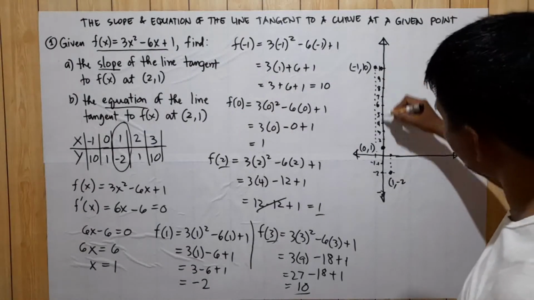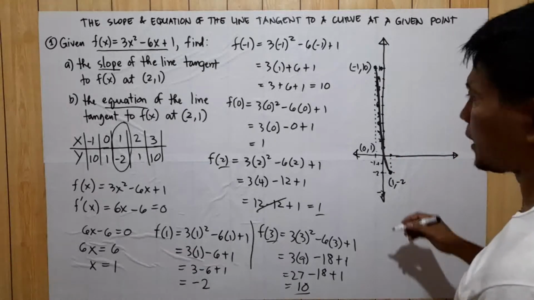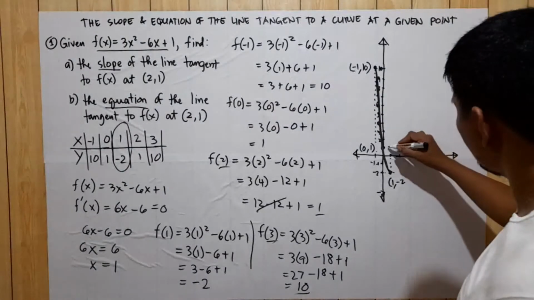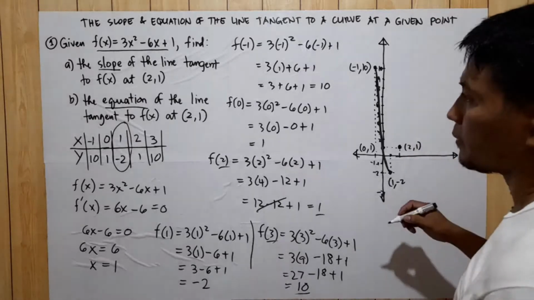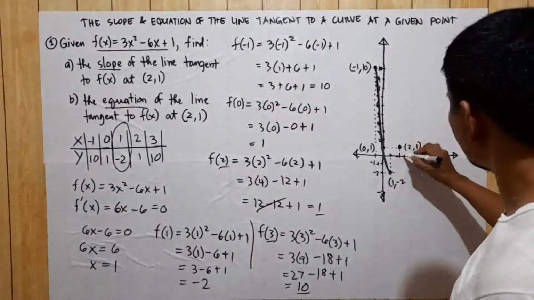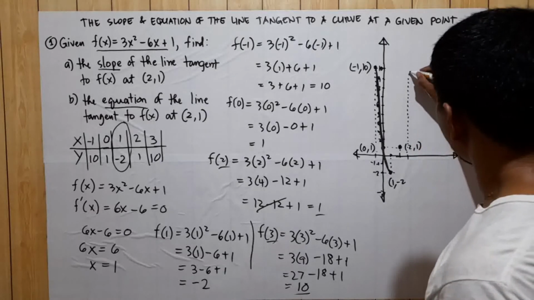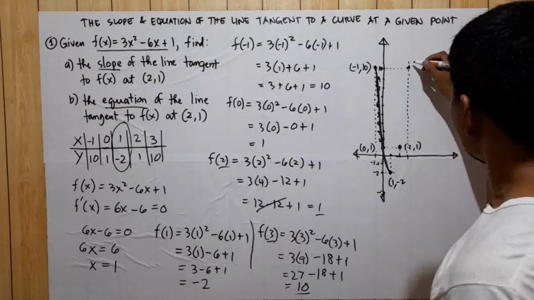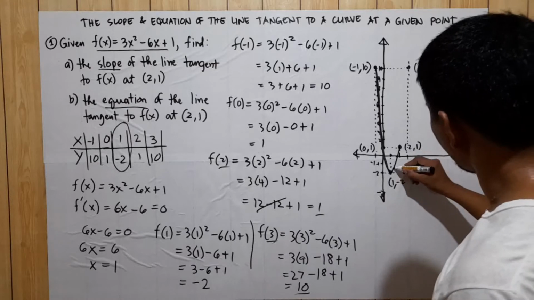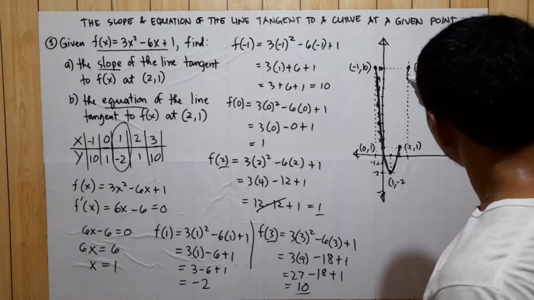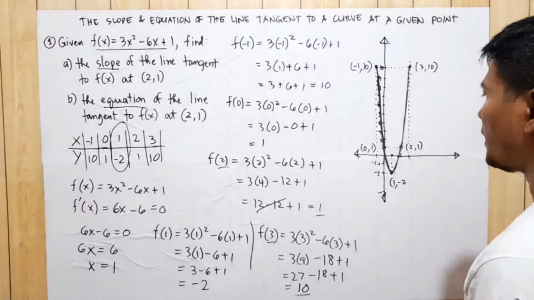So, pag pinunect po natin yan, meron po tayong parang ganyan na curve. Kabila naman po, meron tayong 2, 1 at 3, 10. So, ito po yung point natin na 3, 10. So, pag kinonect po natin yan, meron tayong more or less ganitong curve. Okay? So, meron po tayong actually parabola.